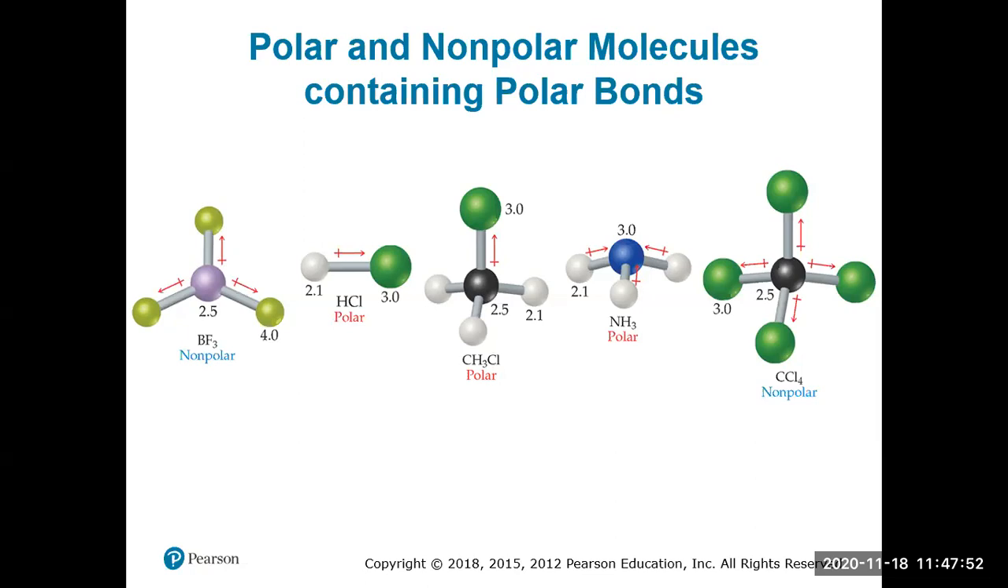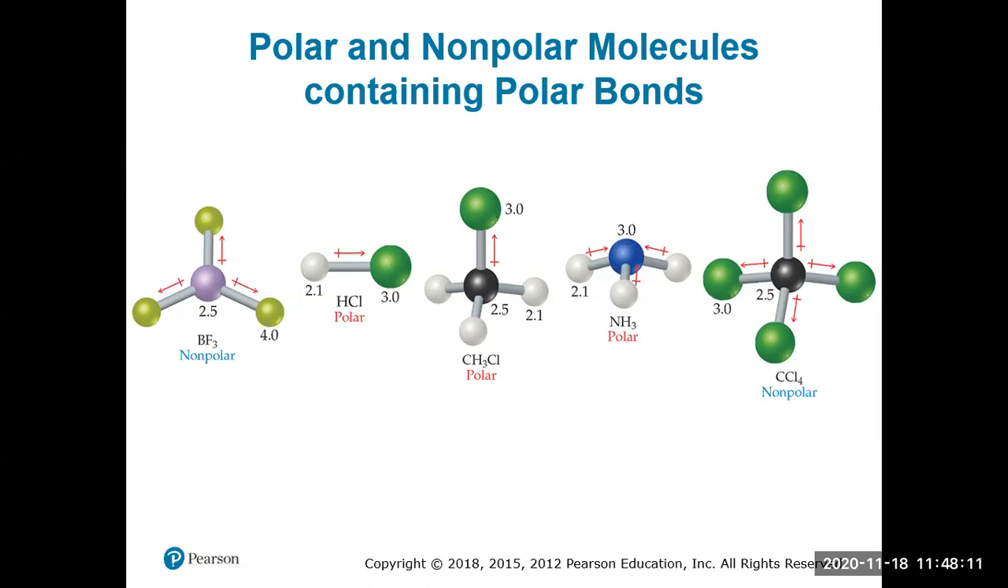The next one, HCl, we have the hydrogen on the left and the chlorine on the right. The electrons are being pulled in the direction of the chlorine because it's more electronegative. And so that's telling us that this molecule is a polar molecule.